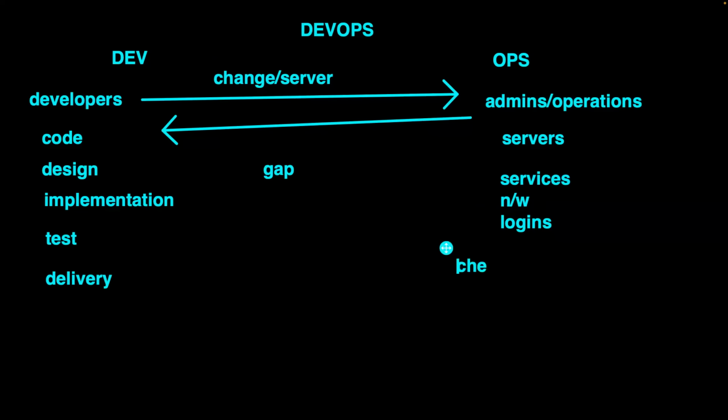Before ops teams serve the request, they would do a lot of checks. If this change is made to the server, is the infra going to be stable? Is it going to impact any other server, or are any other services going to be down? All these checks would be made by the ops teams before they serve the request, which obviously takes some time. Developers are meanwhile waiting for the change they need, right?